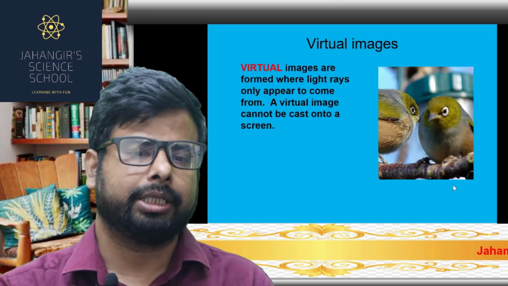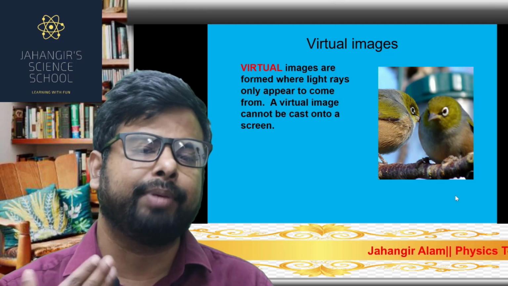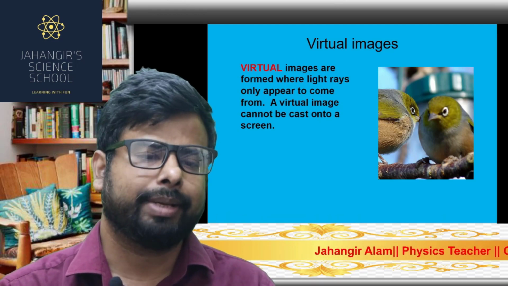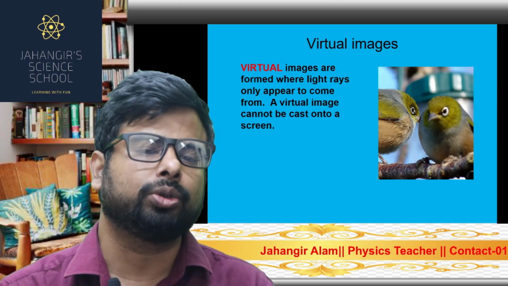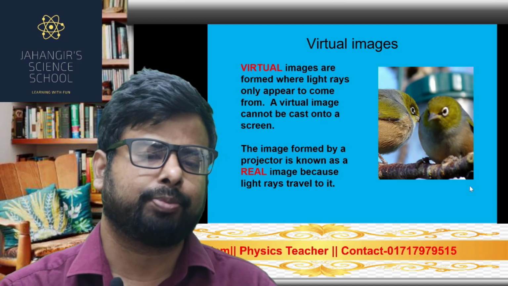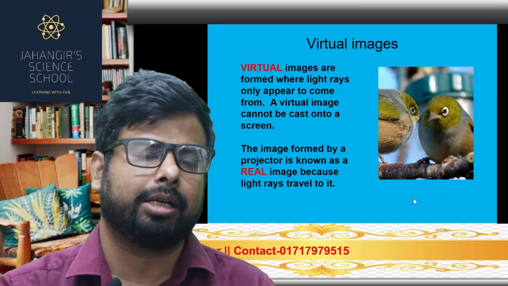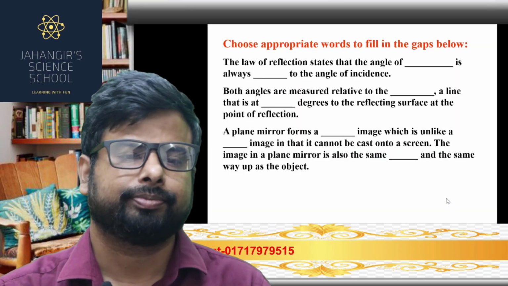Look at the diagram here. It is a virtual image. Virtual images are formed where light rays only appear to come from. A virtual image cannot be cast onto a screen. The image formed by a projector is known as a real image because the light rays travel to it.